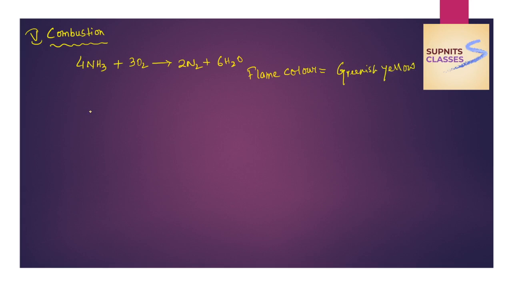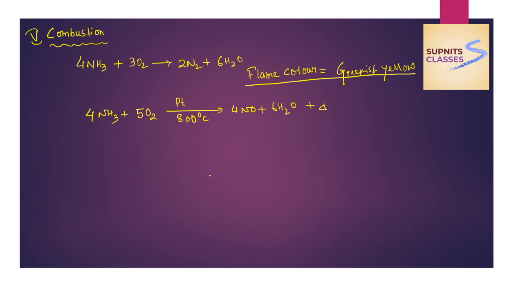Now this is normal combustion. This is an important part, that's why I have written this is normal combustion. Now what happens when this combustion takes place in the presence of a catalyst? That is catalytic combustion. This is a very important reaction, used in the Ostwald process, the industrial manufacture of nitric acid: 4NH3 plus 5O2, platinum, 800 degrees Celsius, gives 4NO plus 6H2O plus heat. This is an exothermic reaction.